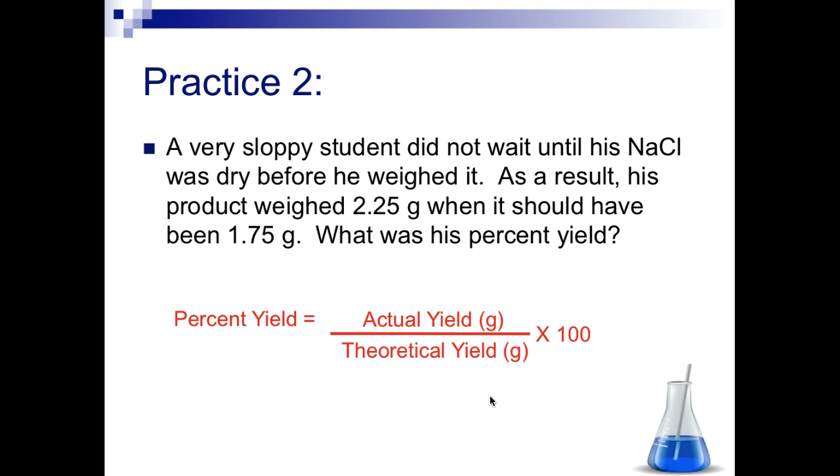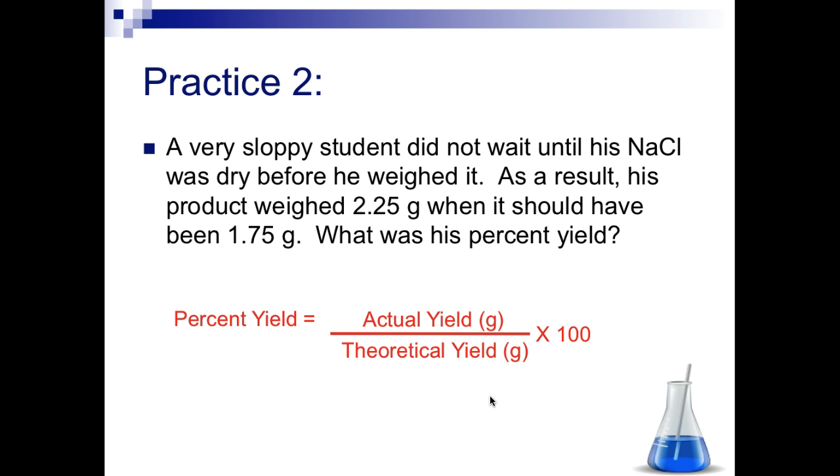Look at practice 2. A very sloppy student did not wait until his NaCl was dry before he weighed it. As a result, his product weighed 2.25 grams, when it should have been 1.75 grams. What is his percent yield? Pause the video, answer this, and unpause when you're finished.